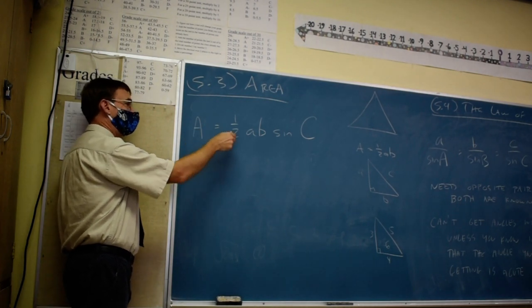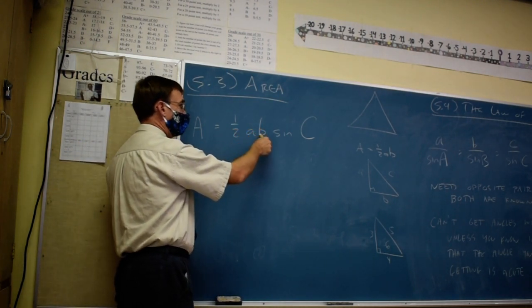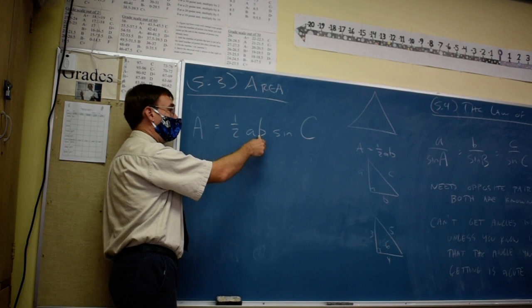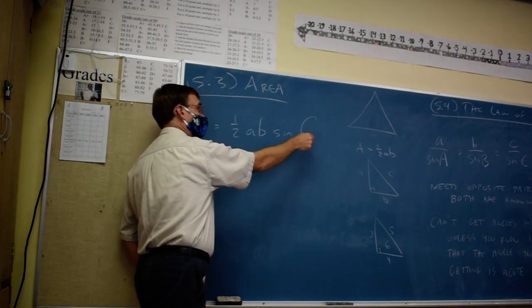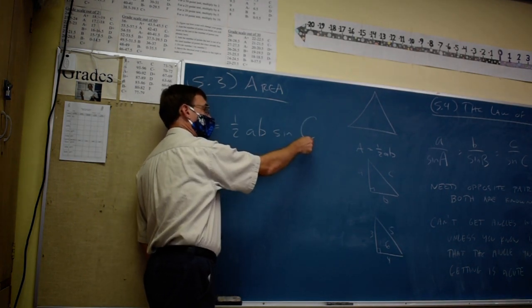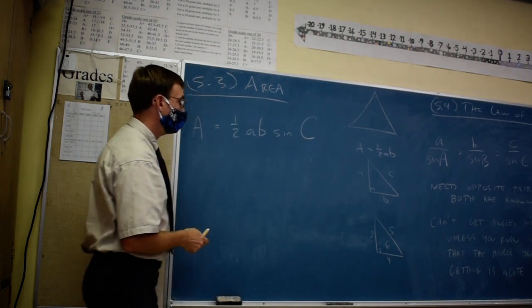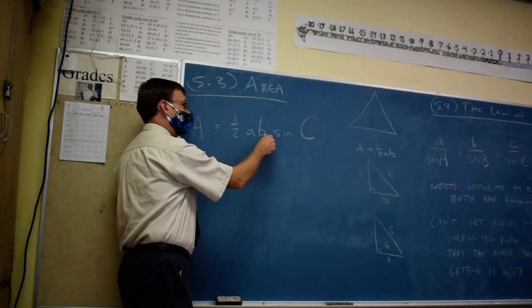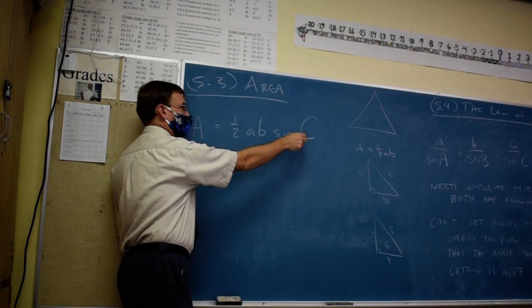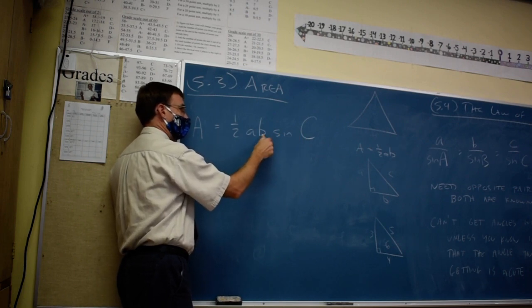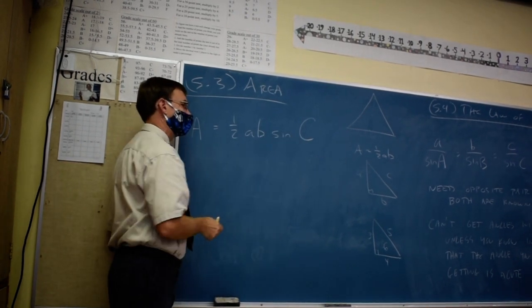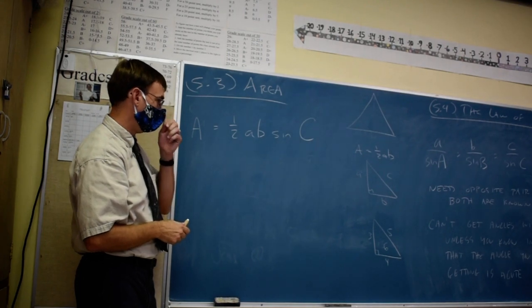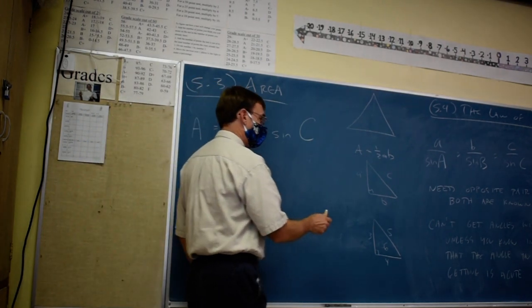To do the area, we're going to go half AB sine C. Again, the little letters are for sides, the big letters are for angles. What relationship would these guys have in terms of their positioning? The A and the B sides compared to the C angle. They're the sides that make the angle.